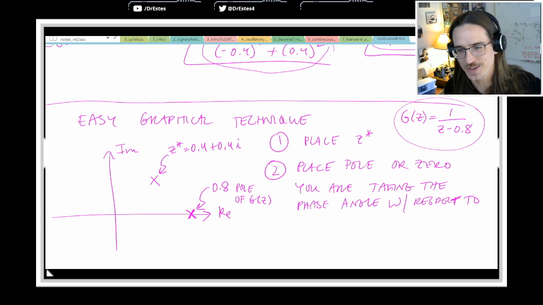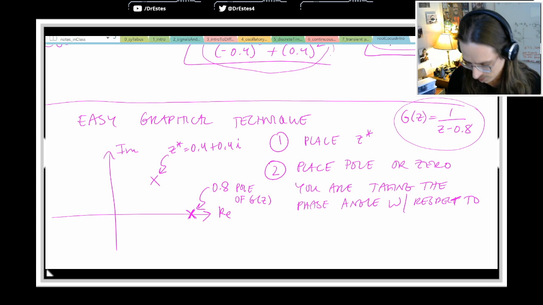I'm out of room to write, so what should I do? Get a new sheet of paper. That sounds like a good solution.